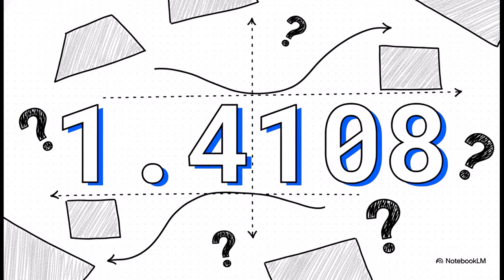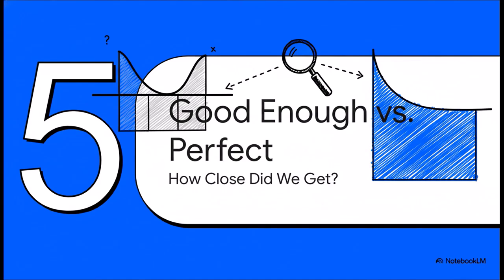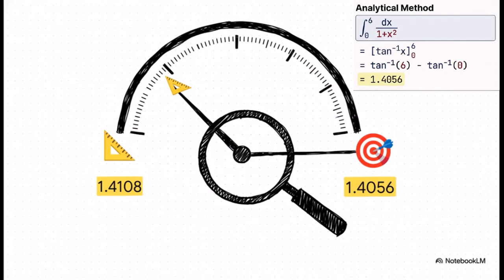Is it close? Okay, this is the moment of truth. We chose to go with an approximation instead of chasing perfection. So let's see how that choice actually paid off. Let's compare our result to the exact mathematically perfect answer. Would you look at that? Our result, 1.4108, is so incredibly close to the exact value of 1.4056. I mean, that's the real power of a good enough answer. It gets us almost all the way there with just a tiny fraction of the effort. Pretty cool, right?